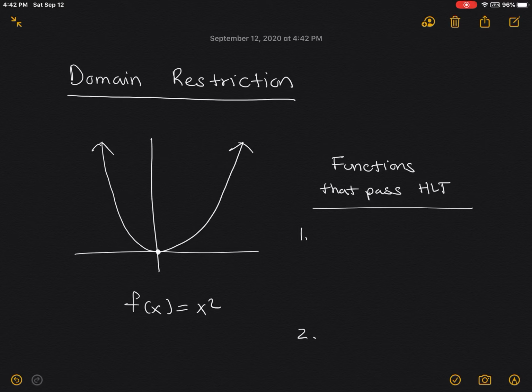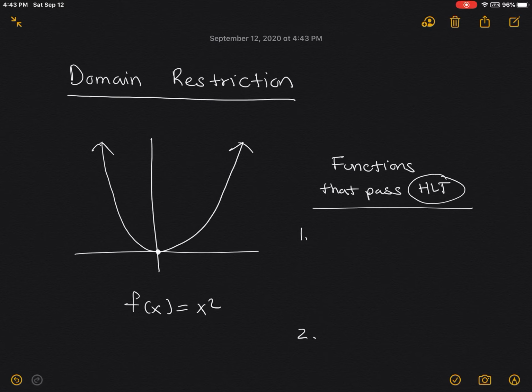All right, so in this video, I'm going to talk about domain restriction. If you take a look at this function right here, f(x) = x squared, and I ask you, is this function one-to-one? Clearly you can see that it's not. It does not pass the horizontal line test, therefore it does not have an inverse. But it doesn't mean you can't restrict the domain. You saw a little bit of that in the previous example.